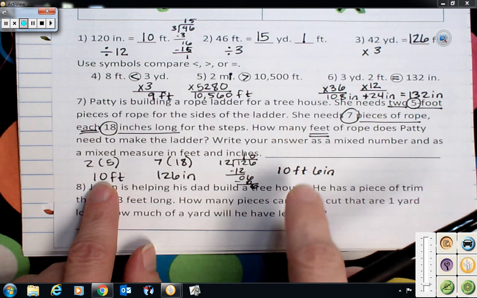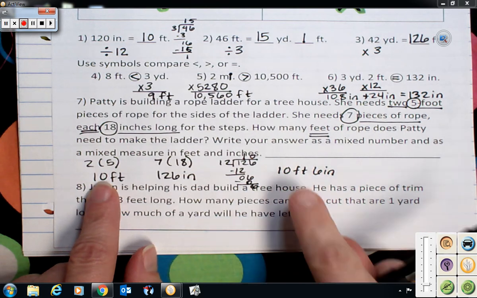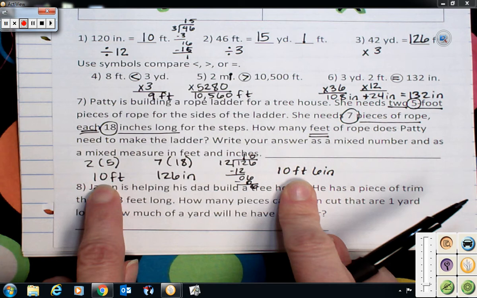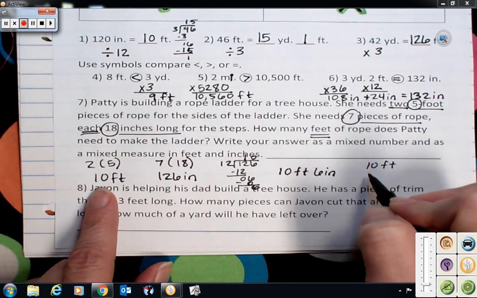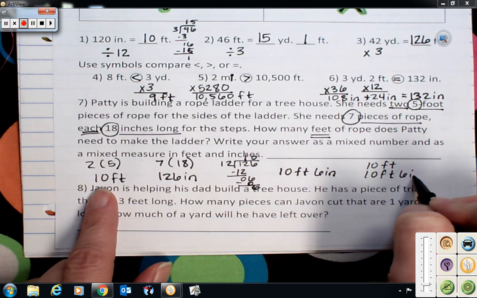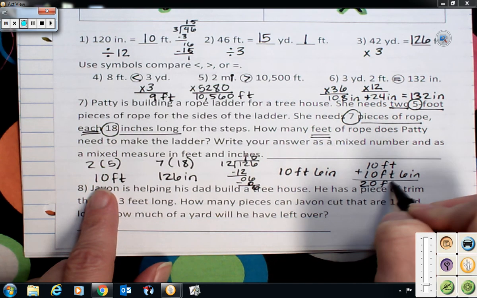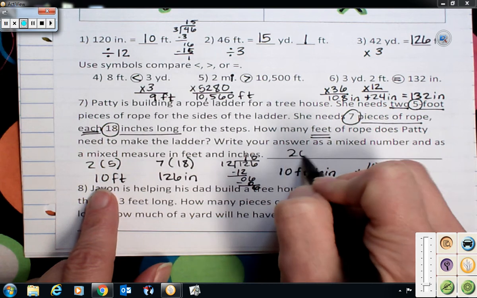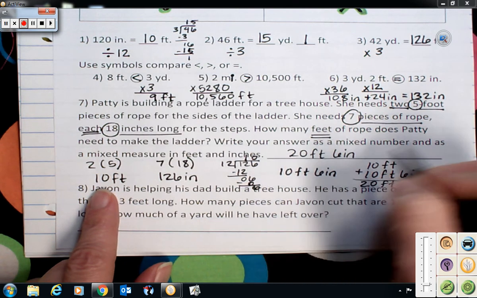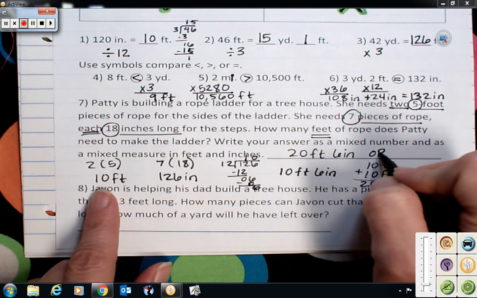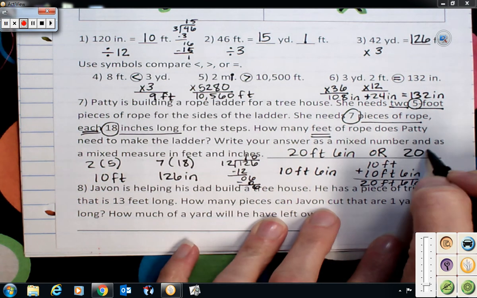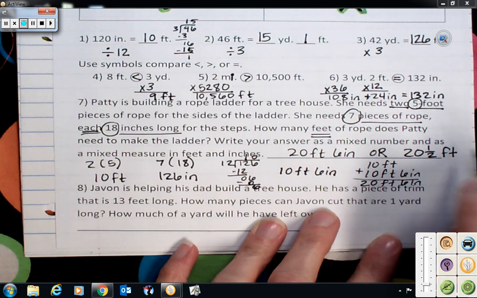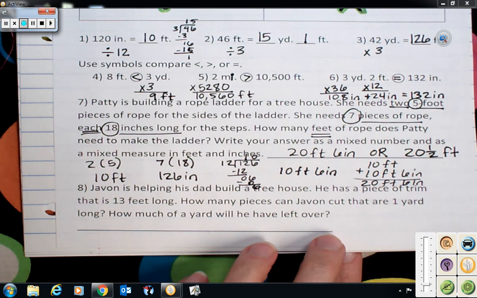So I have 10 feet for the sides of the rope, 10 feet and 6 inches for the steps. So then I want to find a total together. 10 feet plus 10 feet and 6 inches is 20 feet, 6 inches. And then I need to also find that as a mixed number. So I need to ask myself, what fraction of a foot is 6 inches? It's 1/2 of a foot. So that would be 20 1/2 feet. Okay, we're going to go ahead and stop there.